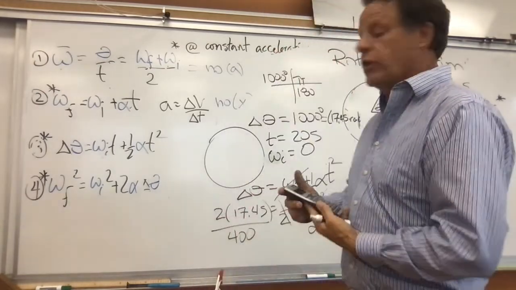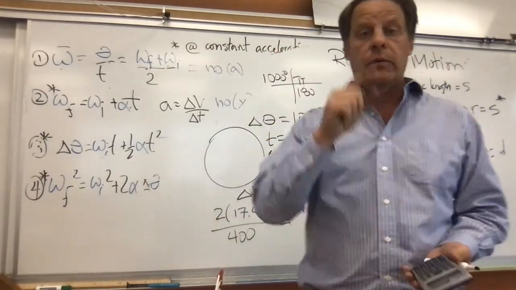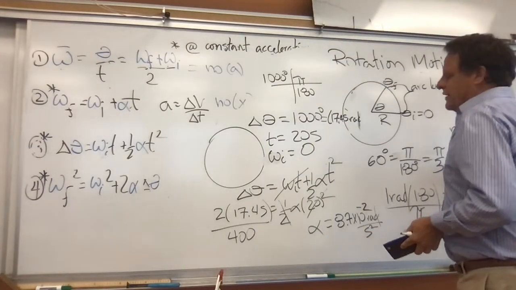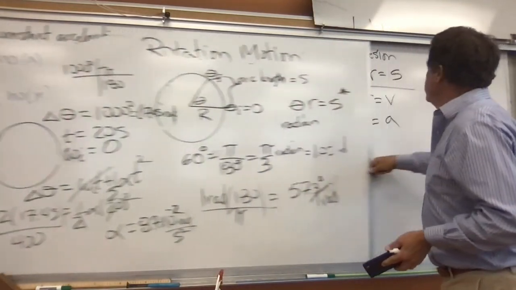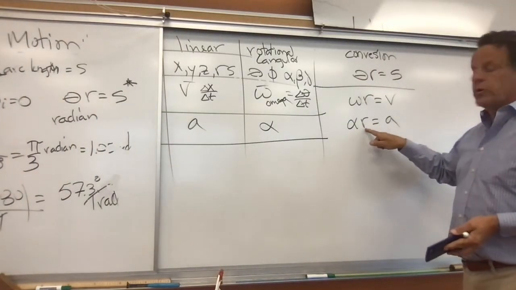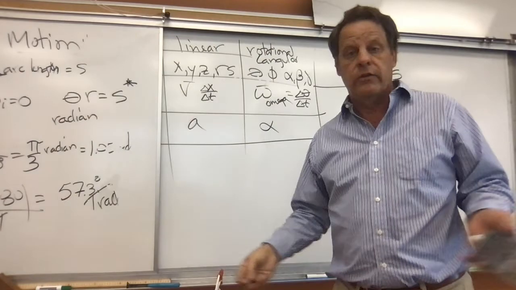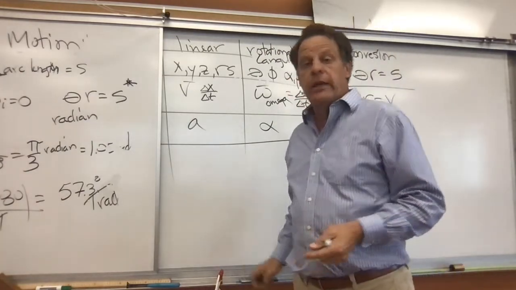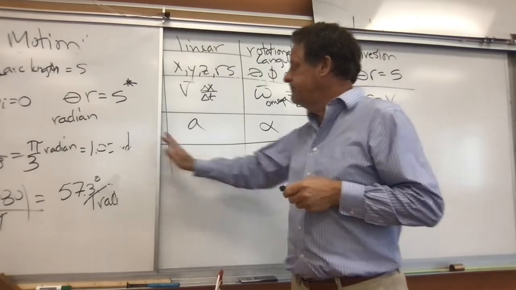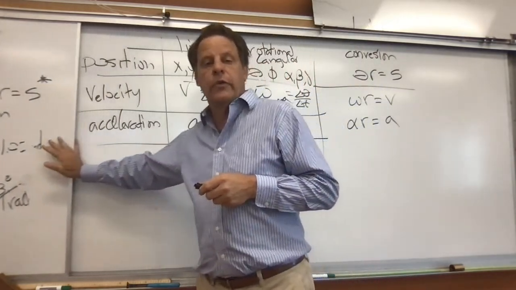Okay, and if this was on a car tire, we could calculate what the linear acceleration is. We would calculate that linear acceleration if we multiply that by whatever the radius might be. And that would give us the linear acceleration at the same time.